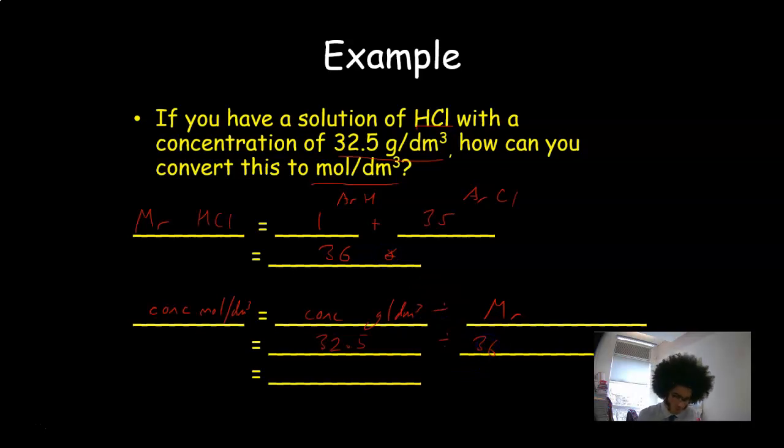So it's 32.5 divided by 36, and that gives me 0.90. Again, that's to two significant figures because of the two significant figures of my data. And the unit for that would be moles per decimeter cubed. And that's it. I hope that's been useful and thorough enough to help you with those calculations. Best of luck with the calculations you have for your future tasks.